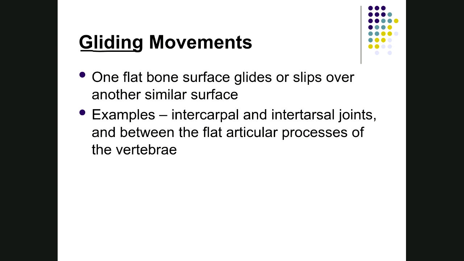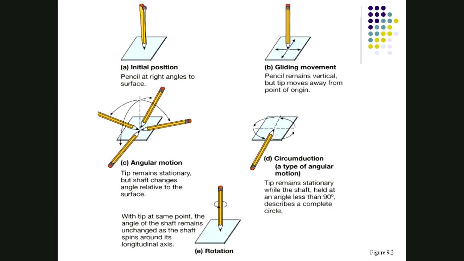So let's look at gliding movements first. Gliding movements are where bones slide or glide or slip over another similar surface. It happens between two flat surfaces. And we already talked about gliding joints. Well, gliding joints produce gliding movements. And so when we look at that, that's this kind of movement. And again, it's flat against flat.